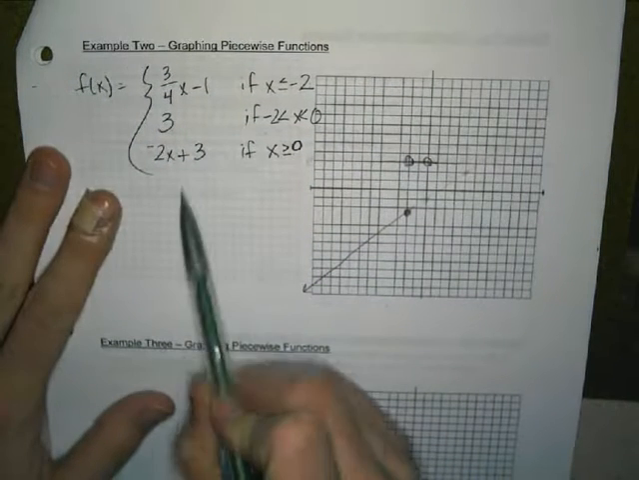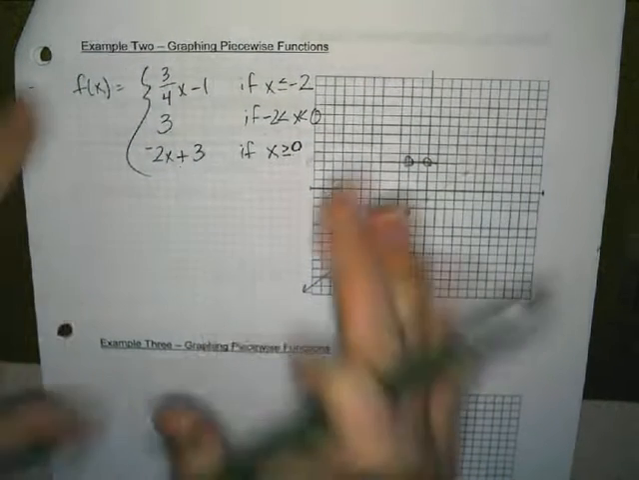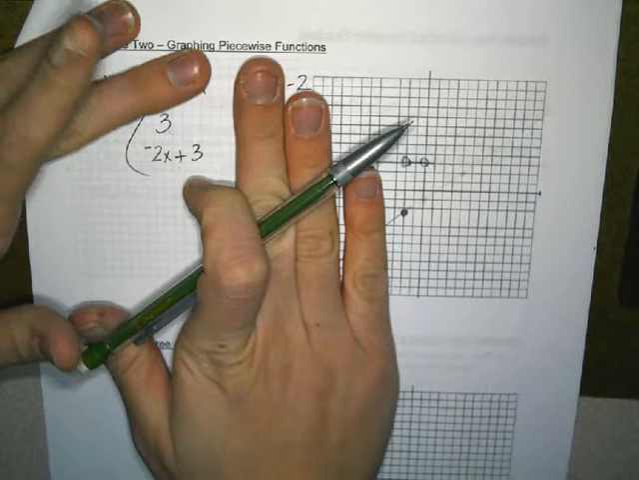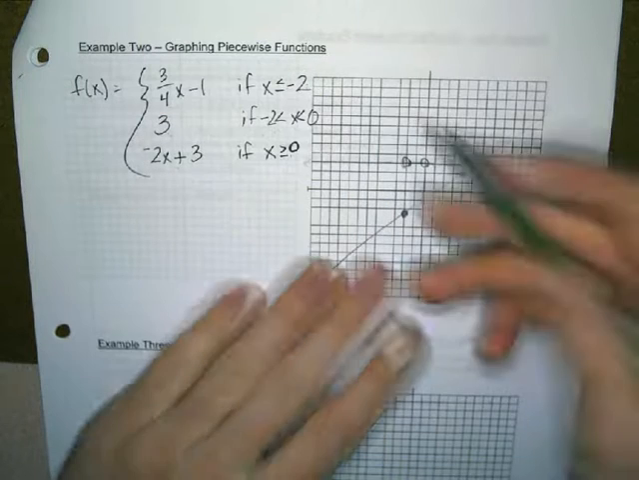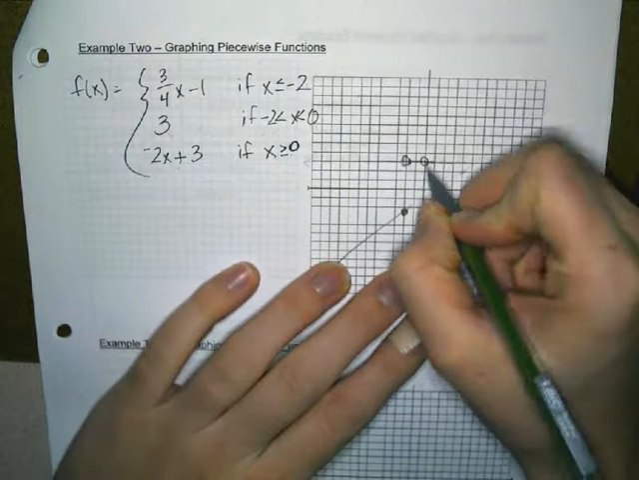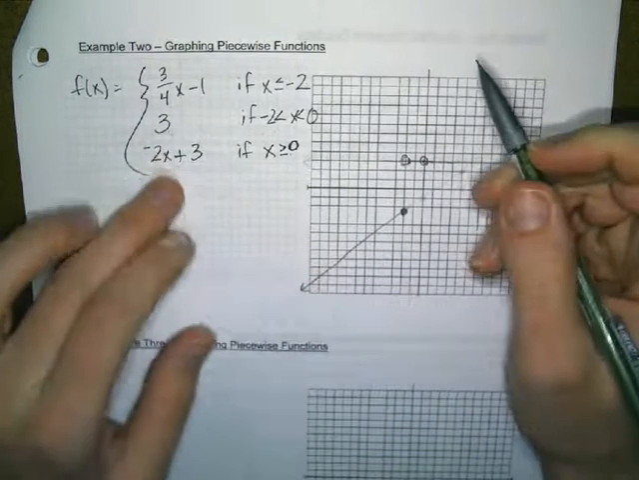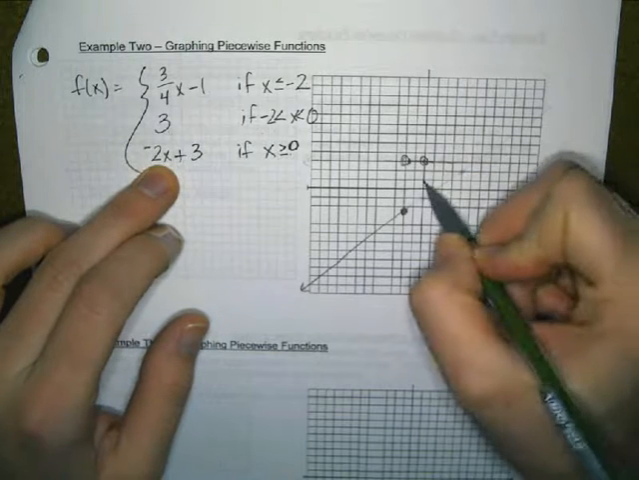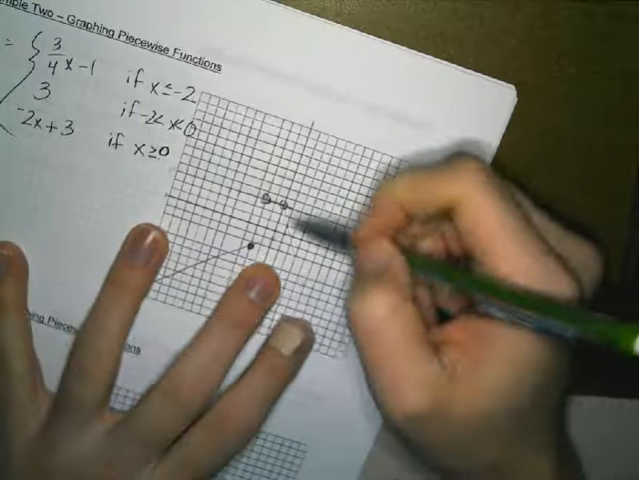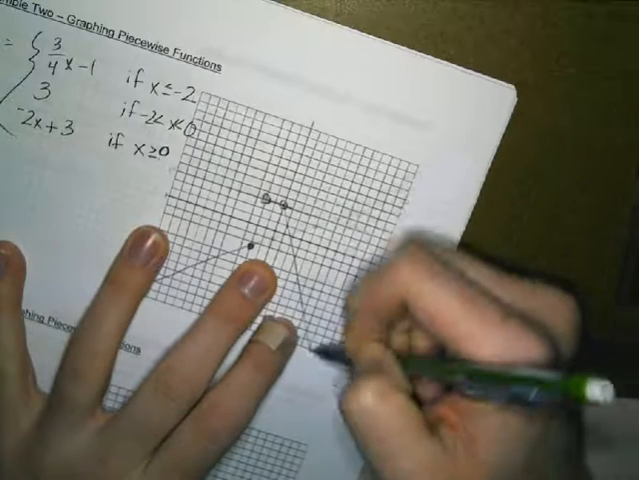Then we're going to graph our 3rd piece. Again, you just graph it like normal. So we're going to graph y equals negative 2x plus 3, which has a y-intercept of 3. 1, 2, 3. Slope of negative 2 over 1. I'm going to go ahead and graph that.